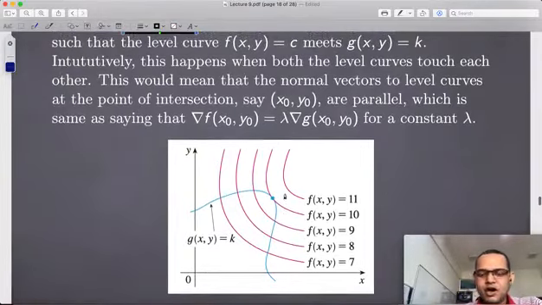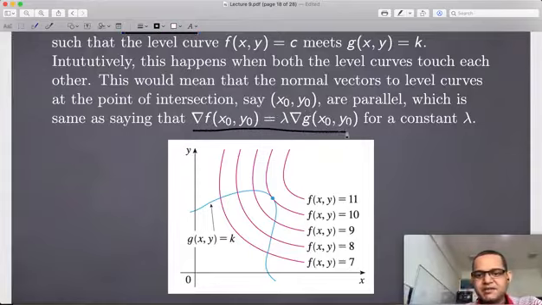Now how does it translate to math symbols, in terms of gradients and so on? Just recall the definition of gradient. What will happen at this point of intersection? These two level curves meet. The gradients of f and g are normal vectors, and they are going to have the same direction, correct? In other words, they are parallel. So when that happens, I can express one as a scalar multiple of the other.